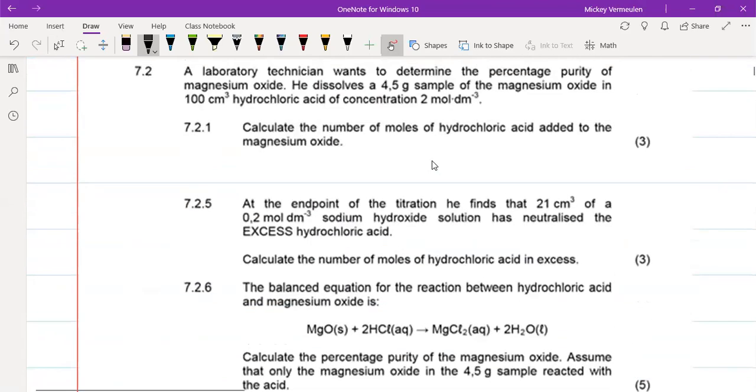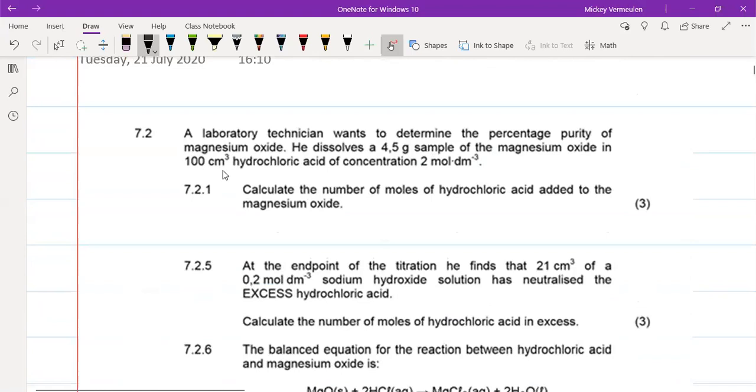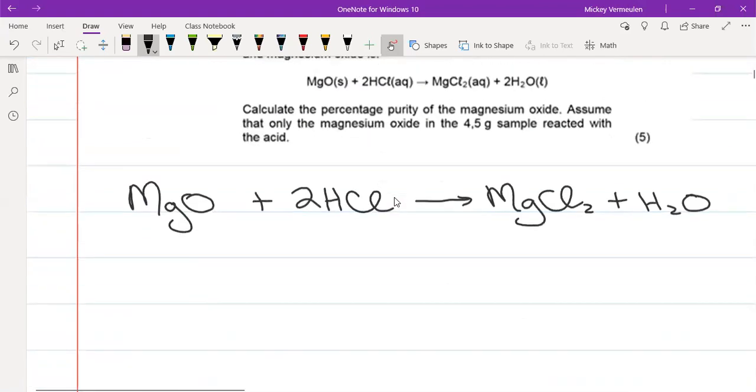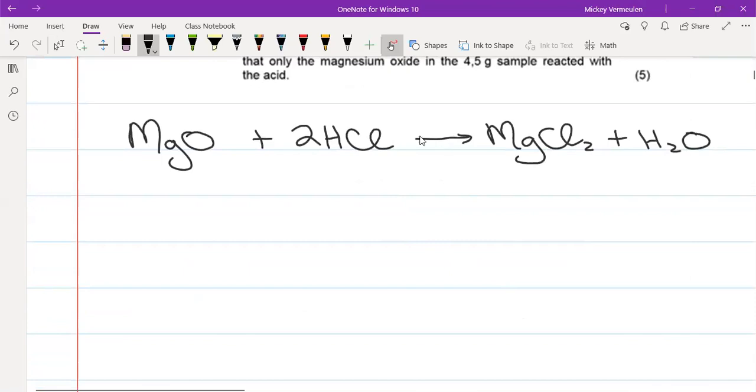Now they give us the volume and concentration of the hydrochloric acid. And here in 7.2.1, they actually ask us to calculate the number of moles of hydrochloric acid here. So they're asking us to use the volume and the concentration and calculate number of moles. So I'm going to still do that because it is relevant to the entire big part of the question.